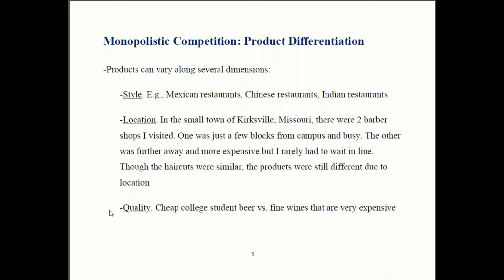So the firms could compete not just on price or style, it's kind of the same haircut either way, but on location, and that created a trade-off, and both sides have their advantages.